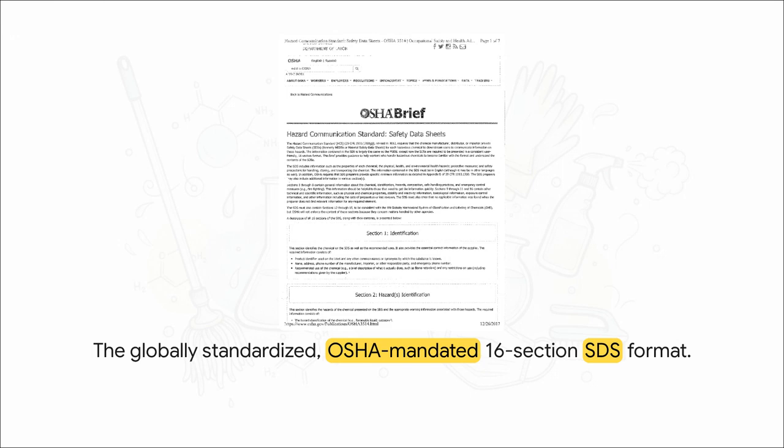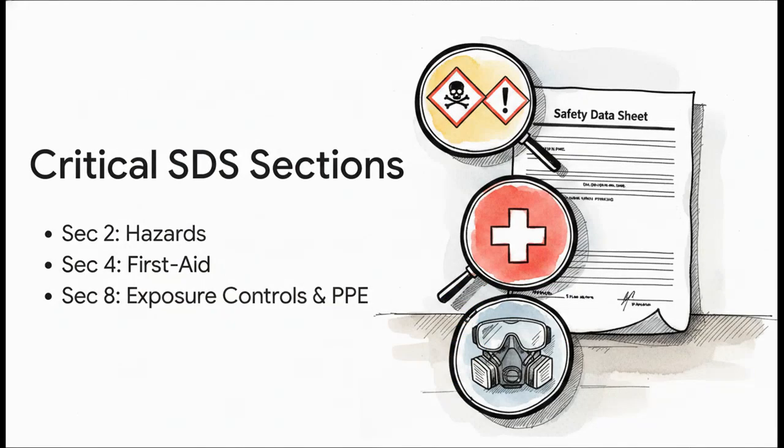There is absolutely no guesswork allowed here. The exact scientific and safety parameters are documented right on this sheet. Facility managers, operations supervisors, and everyday users must be intimately familiar with navigating these exact documents. Now, while all 16 sections are critical to a facility's safety, professionals need to rely extremely heavily on Section 2 for immediate hazard identification and warnings, Section 4 for rapid first aid measures in the event of an exposure, and Section 8, which dictates the precise exposure controls and the exact personal protective equipment legally required to safely handle that specific substance.